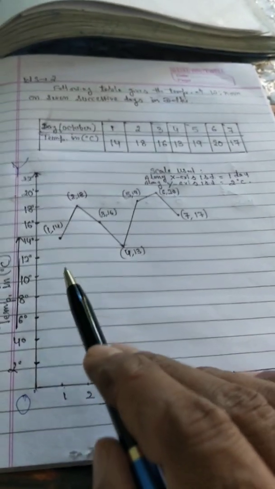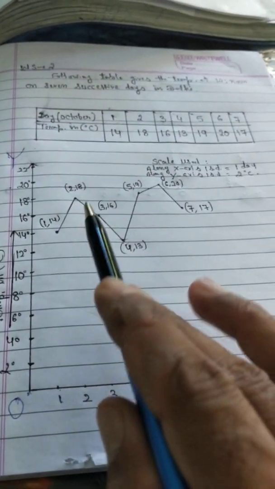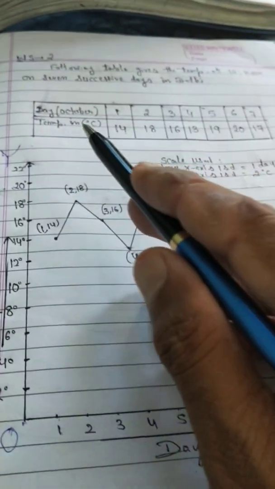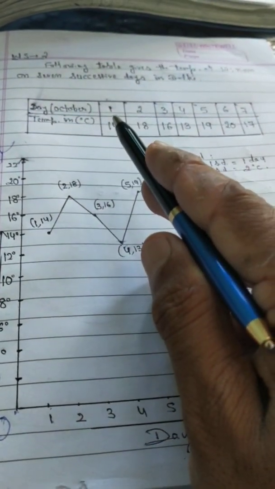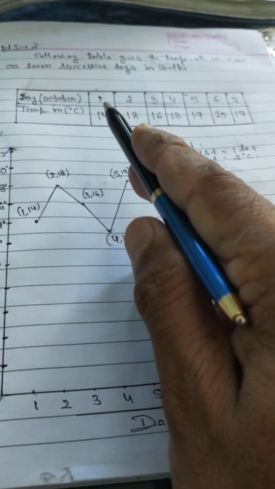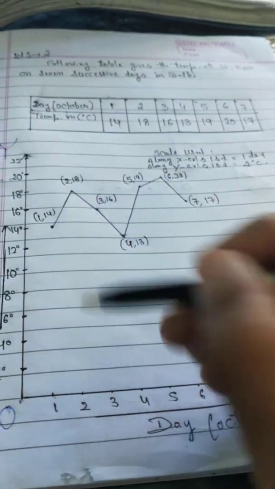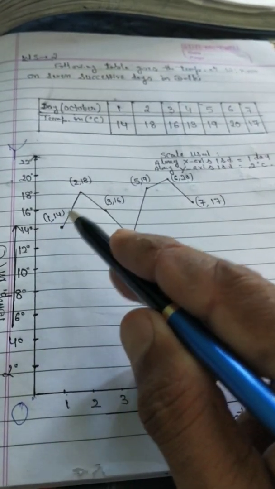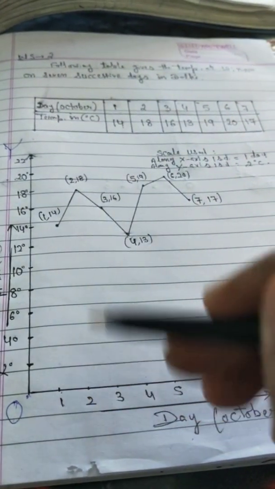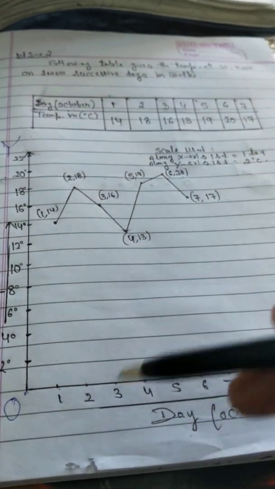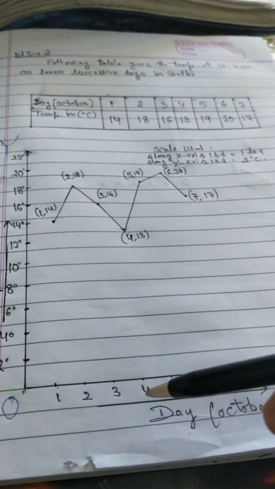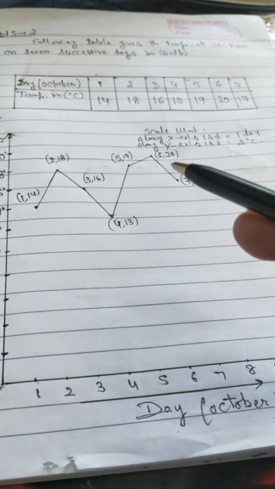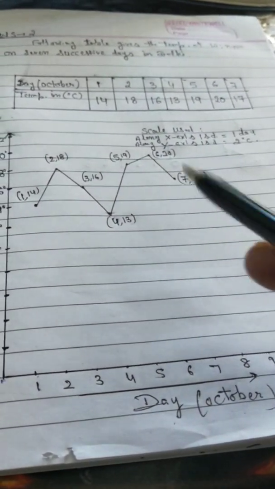Now after that, how can we plot the points on this graph? Along the x-axis the x-coordinate is 1 and the y-coordinate is 14. So x is 1 and y is 14. This is the point (1, 14). Next (2, 18). Next (3, 16). (4, 13). (5, 19). (6, 20). (7, 17).